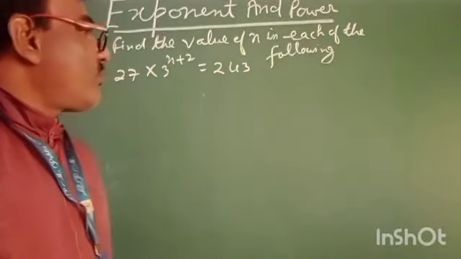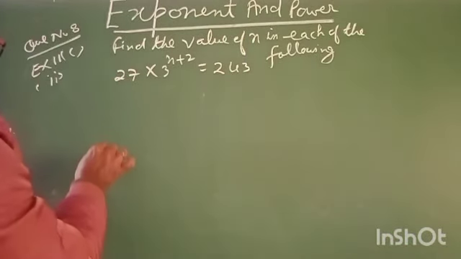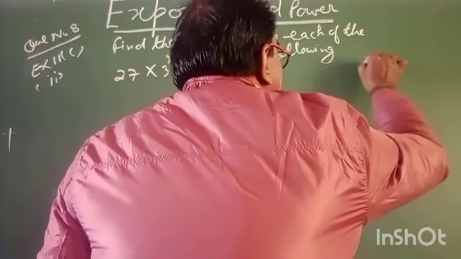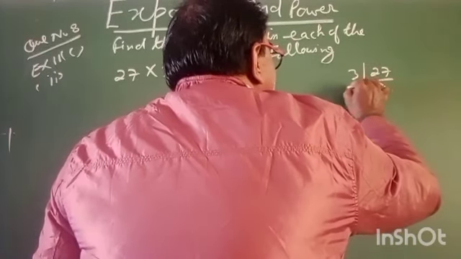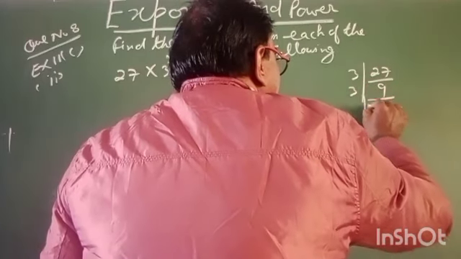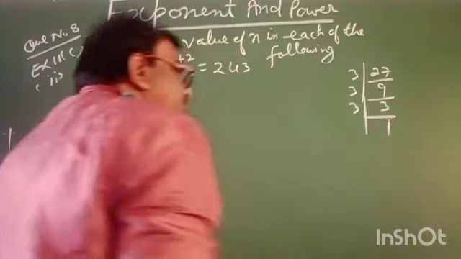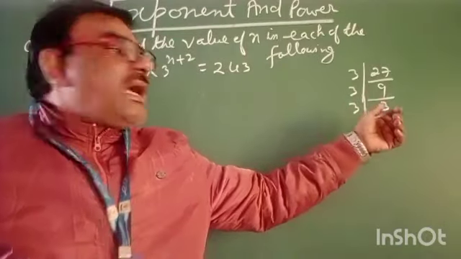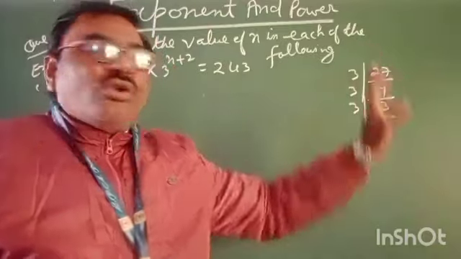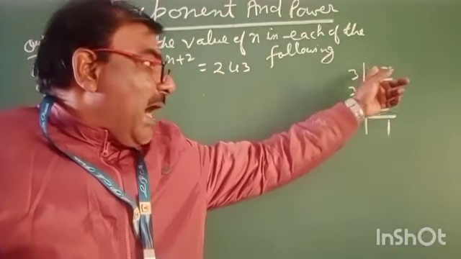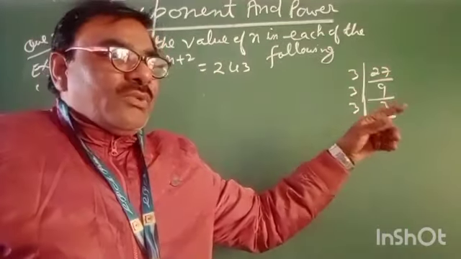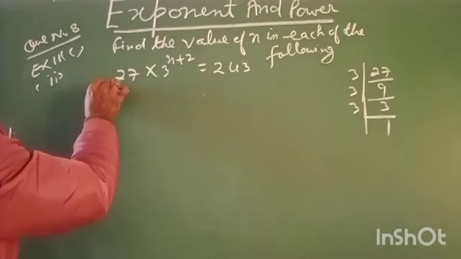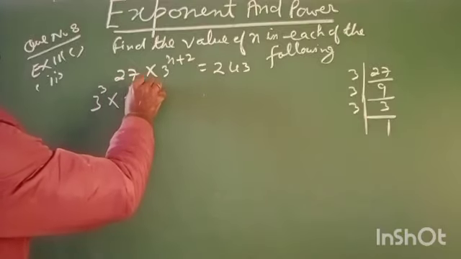So first of all, here is 27. I will write 27 as a power of 3. 3 nines are 27, 3 threes are 9, and 3 ones are 3. So after multiplying 3 three times we get 27, so 27 is 3 to the power 3. So it will be 3 to the power 3 multiplied by 3 to the power n plus 2.